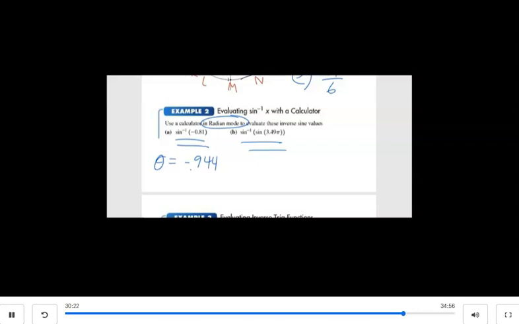So the next one, sine inverse of sine of 3.49 pi. And I got negative 1.539 when I did it on my calculator. Not something difficult for you.